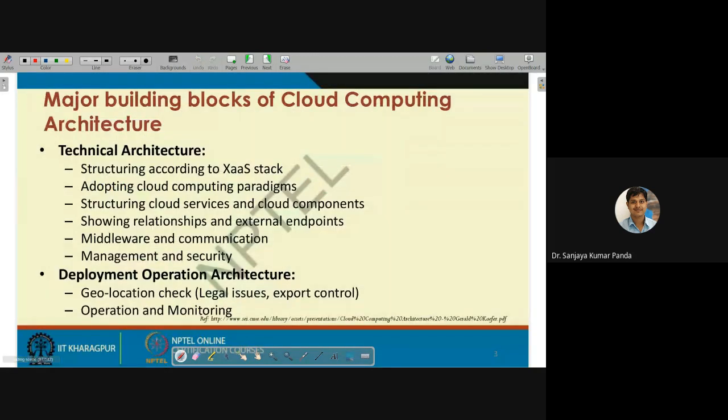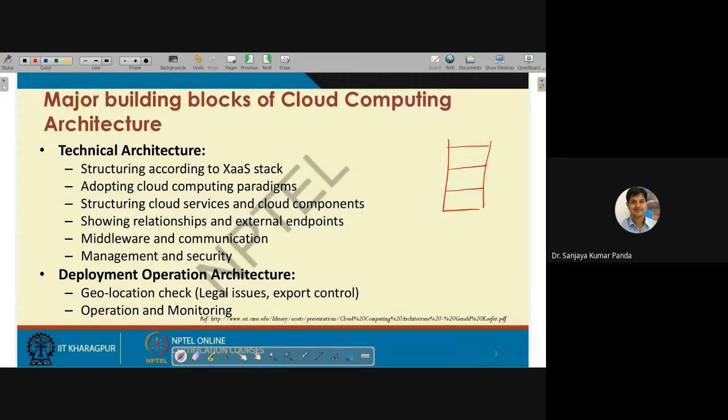So, as we discussed here, the major building block of the cloud architecture is the technical architecture. So, what is there in the technical architecture? You have structuring according to the XaaS stack. Why do we call this a stack? Because you know the concept of stack. If one element is pushed into the stack, it will be above the previous element. So we maintain one kind of stack like this, right? You can say one layer is above another layer and so on.